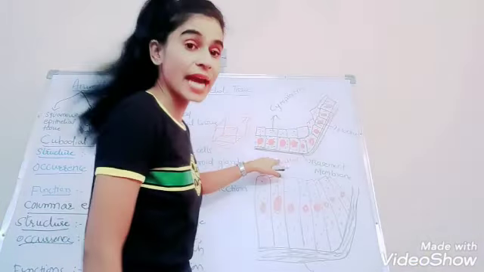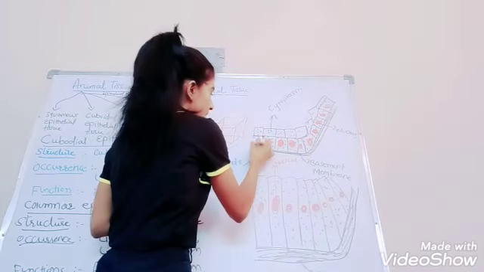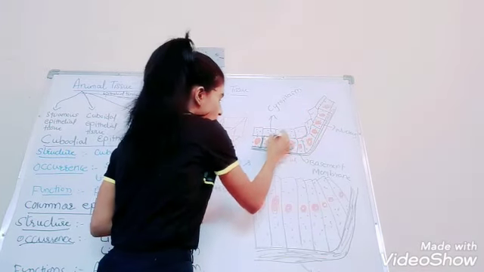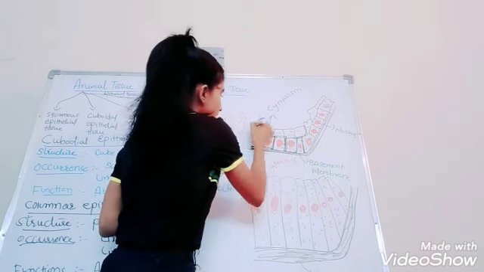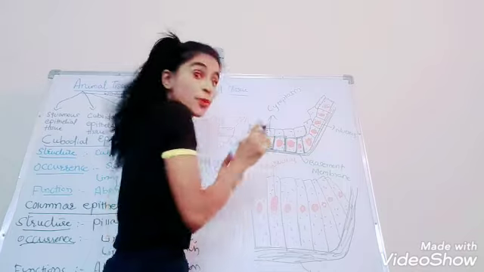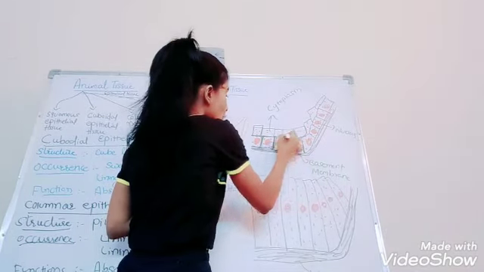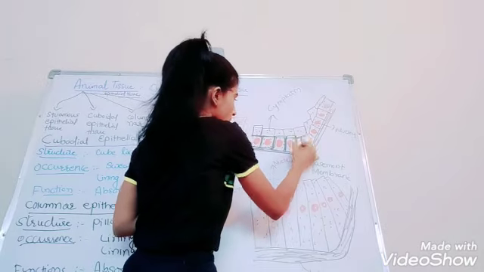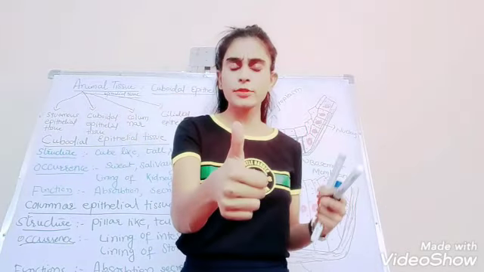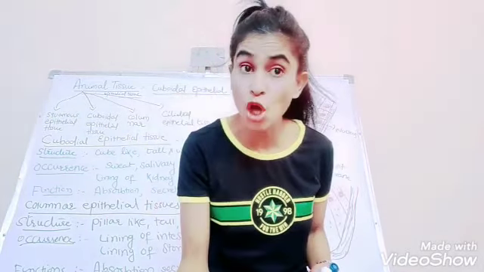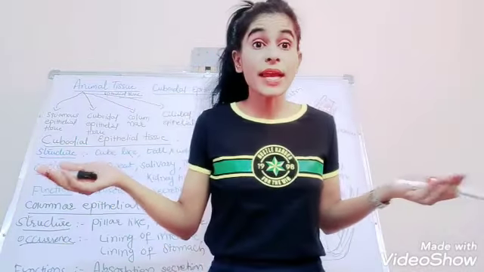You can see the diagram here. Yes, these are tall cells, tall cube cells. The cells are very tall, wide, very broad. How are the cells? The cells are cube-like. The first thing you have to write is that the cells are cube in shape. They are tall, they are wide, and where are they found?